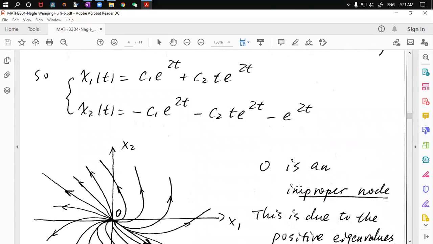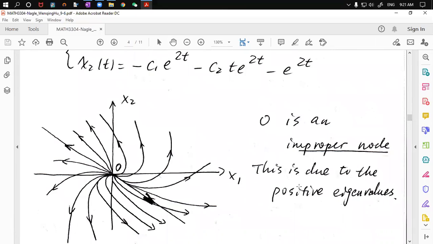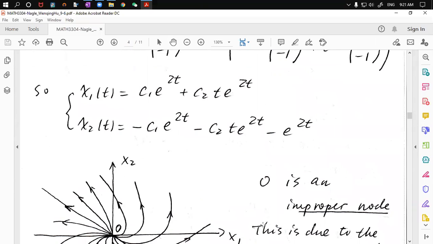Okay, so if you draw trajectories of the solution, like what we did last time, you just plot the trajectory as t changes. You're going to have such a picture. In this case, we're going to call the origin O an improper node point. Why is it called an improper node point?